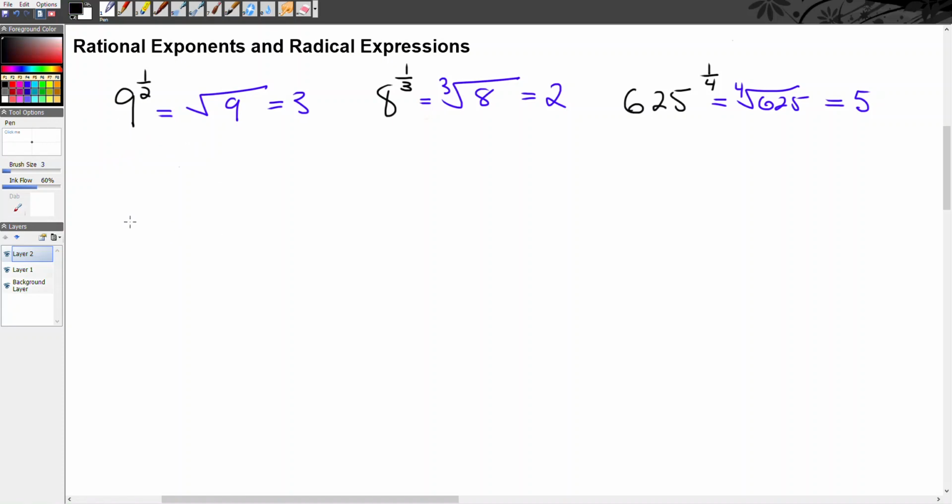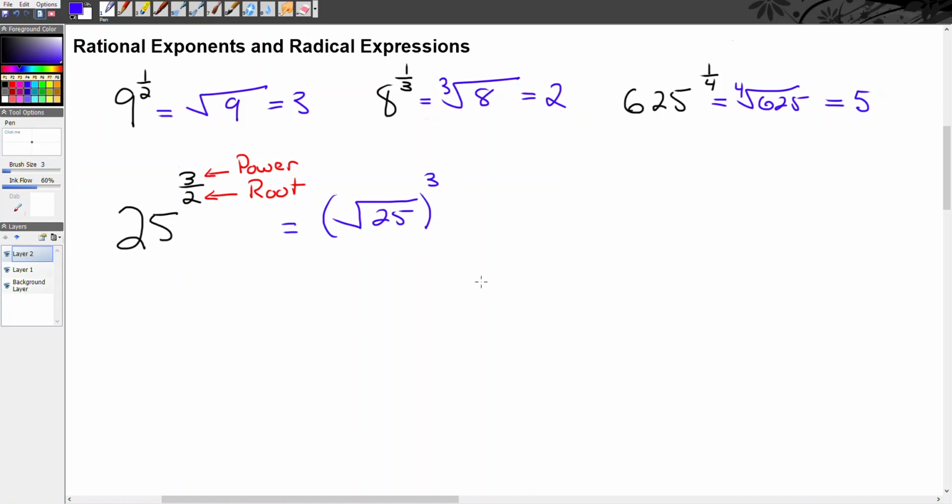So let's take, for example, 25 to the 3/2 power. When you see a rational exponent like this, what you have to realize is that the top number represents the power and the bottom number represents the root. So in other words, 25 to the 3/2 power means I'm looking for the square root of 25 first, and then I want to take that square root of 25 and raise it to the third power.